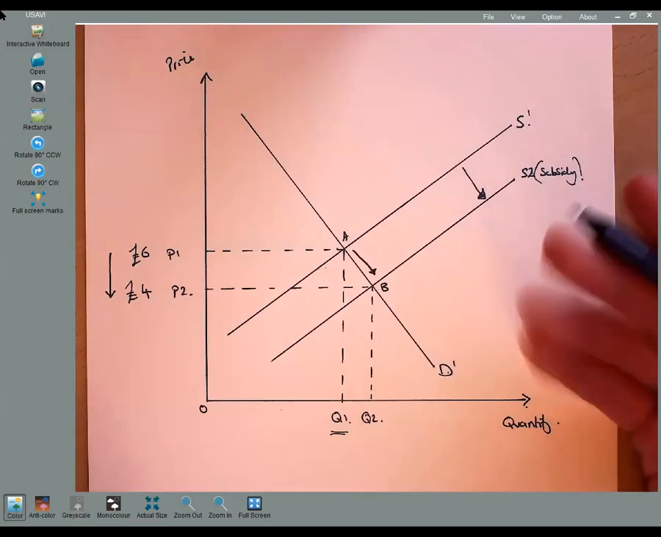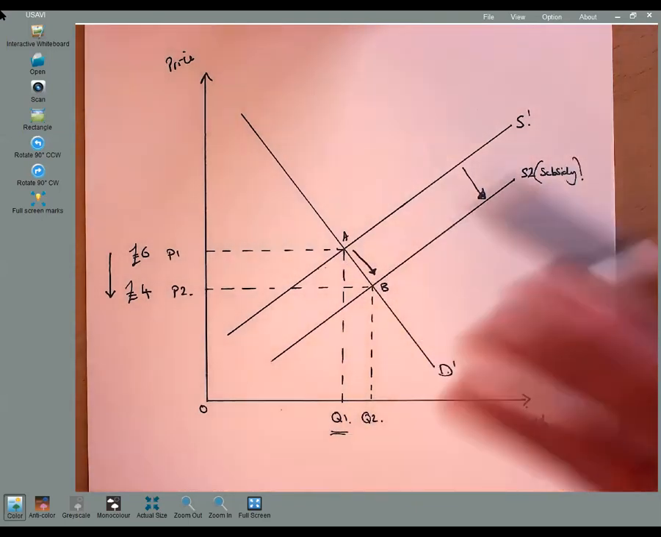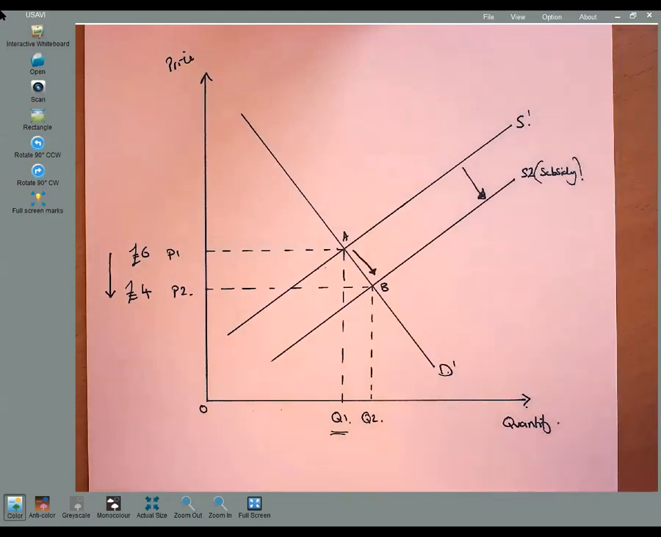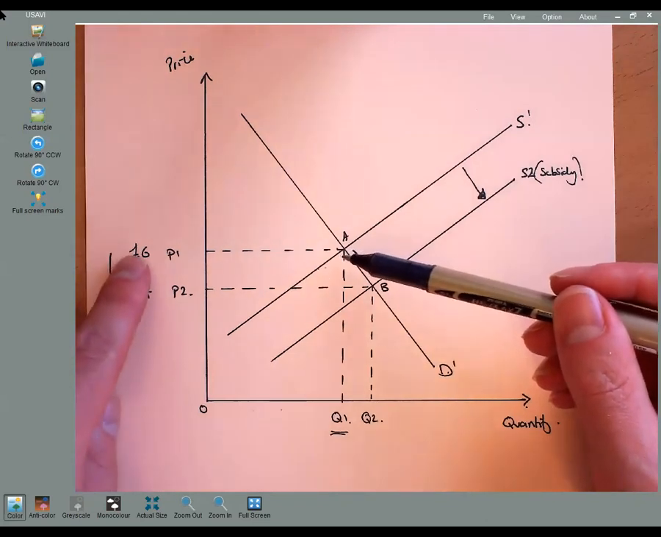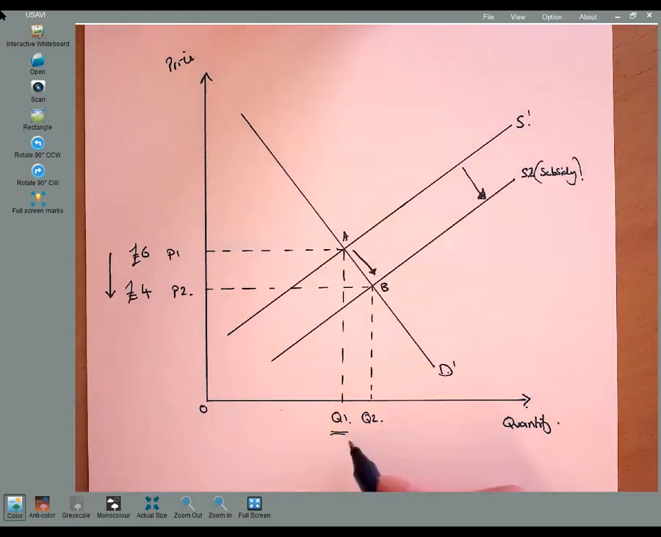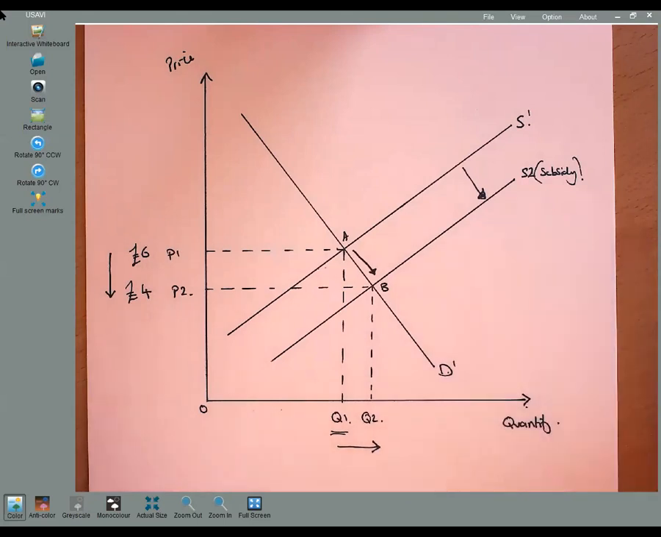Why is there that extension? Because the good is now cheaper. So, law of demand: as the price of the good falls, the quantity demanded of the good will increase. And we see that here. Price has fallen from £6 to £4. Therefore, quantity has increased from Q1 up to Q2. So more people are now consuming this good because the price is more accessible to certain families, particularly those maybe on lower incomes. Those that wouldn't have bought the good before at £6 because they felt that was too expensive can now purchase that good at £4.